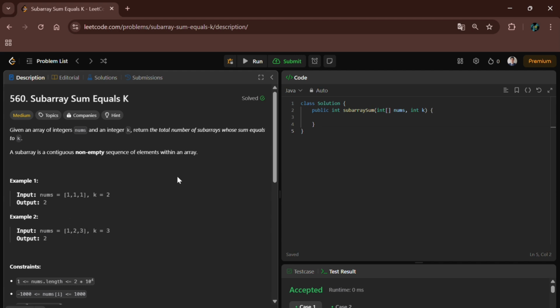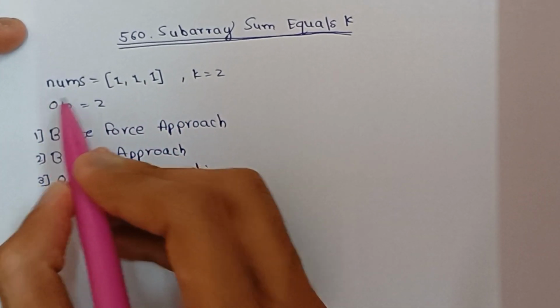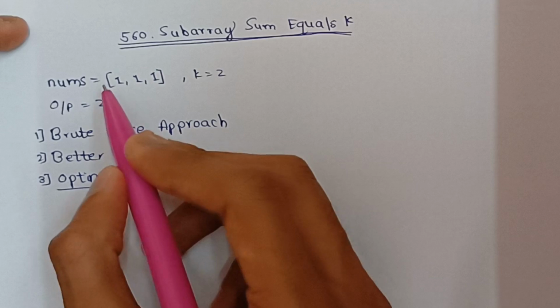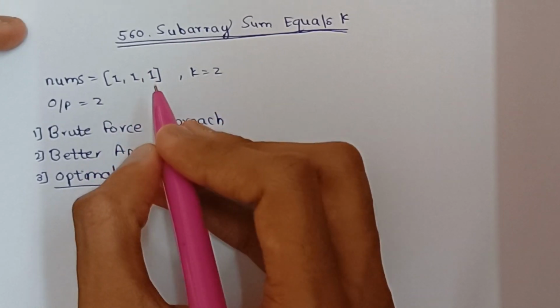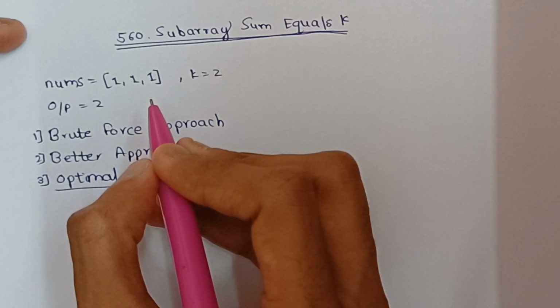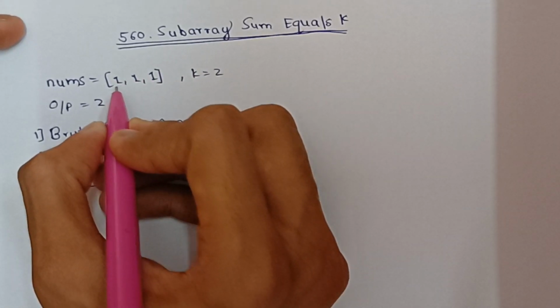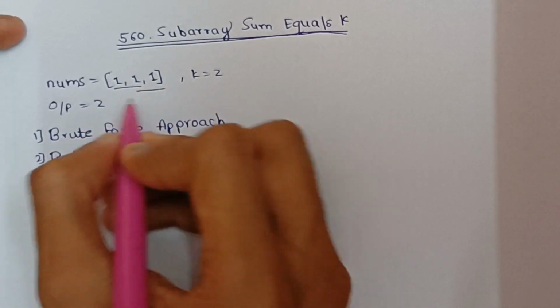So once again, let's understand the problem and the approach on paper and pen. Here nums is the given array and k is the given sum. We have to find subarrays from this array whose sum equals 2. A subarray means a contiguous non-empty sequence of elements. So there are two subarrays in this array which sum up to 2. This is 1 and this is 1, so the output is 2.